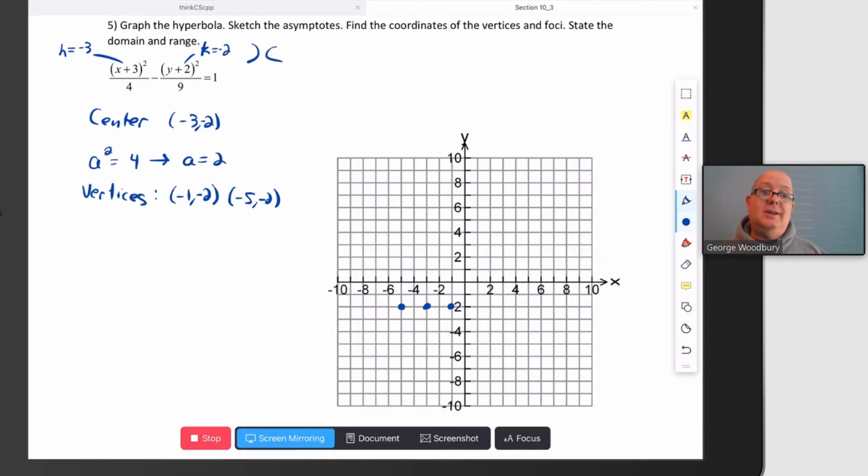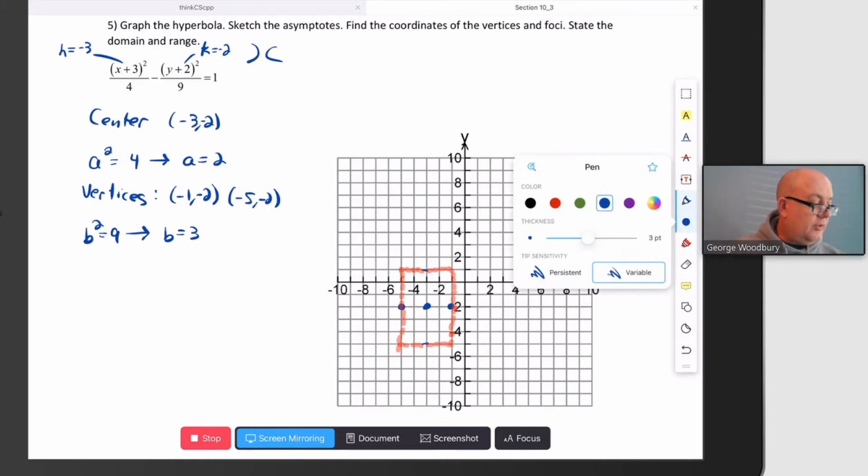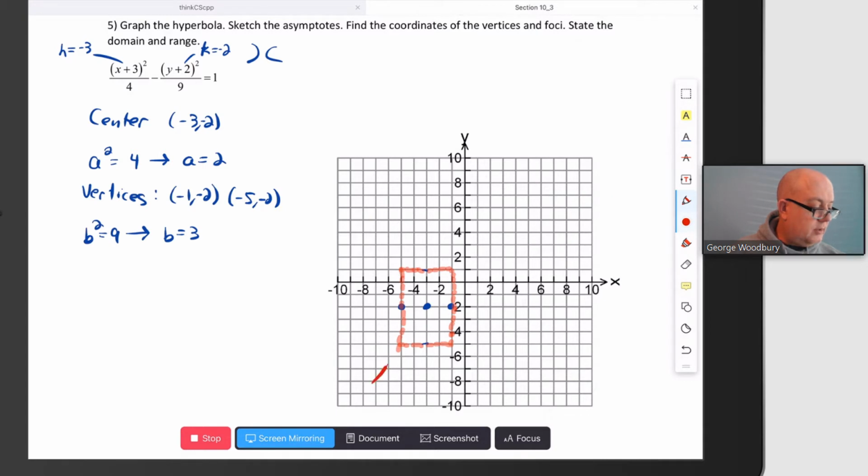Now to make the box, I need to know what b is. B squared under the y squared term is 9. That leads me to b equals 3. So when I go to make my box, I'm going to go up 3 from the center and down 3 from the center. And that's where I want to make the box to draw my asymptotes. Like that. Let's draw the asymptote and finish drawing the graph.